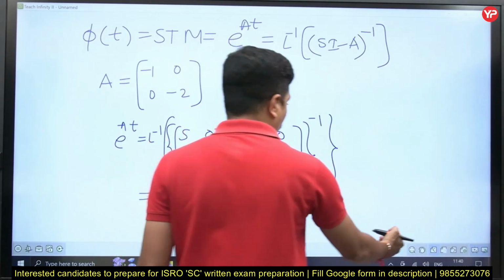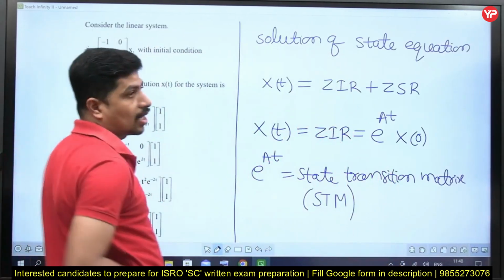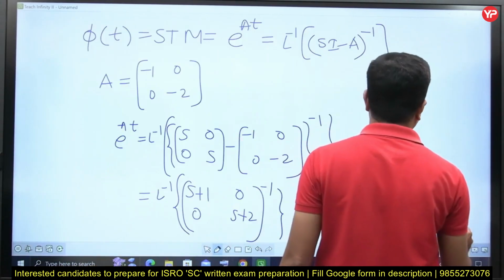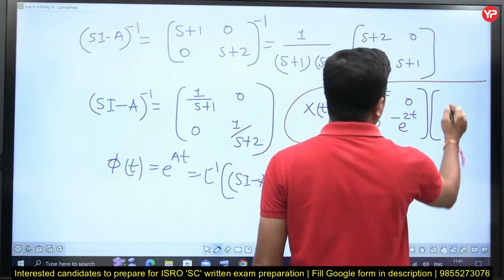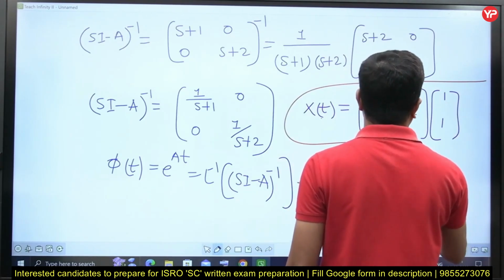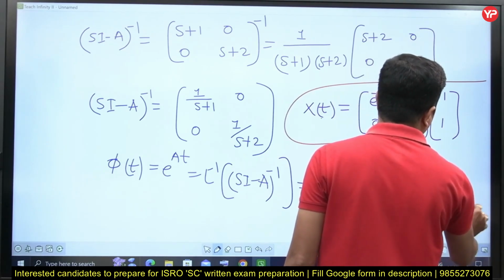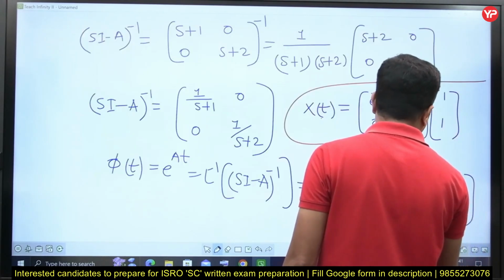X of 0 is 1, 1. Initial conditions are the matrix 1 and 1. If you solve it, you are going to get x of t is equal to e power minus t, e power minus 2t. That much simple it is.